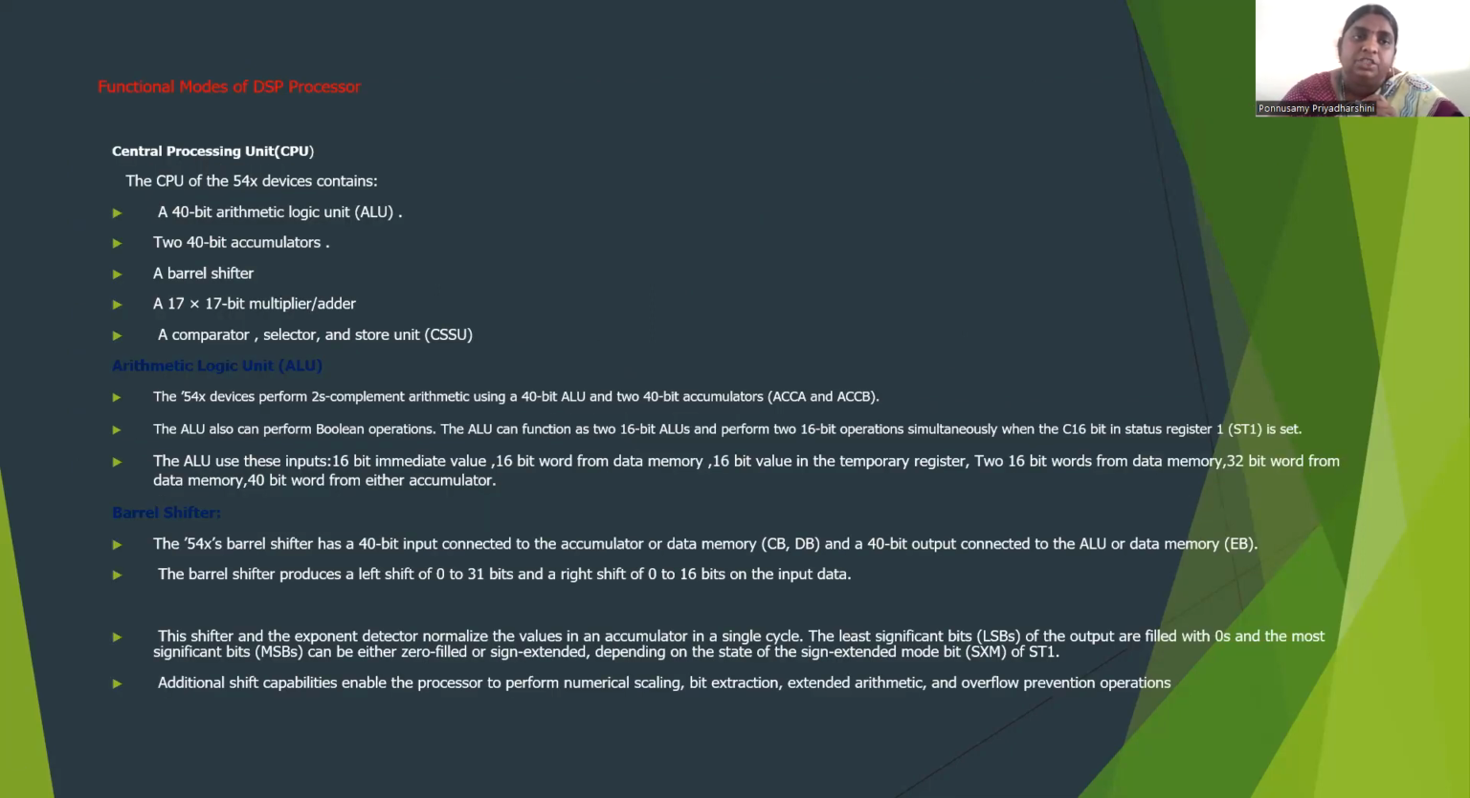The next is the functional modes of the DSP processor. So what are the certain functional modes? The central processing unit contains a 40-bit arithmetic logic unit, two 40-bit accumulators, a barrel shifter, a 17 by 17 bit multiplier, a comparator, a selector, and the storing unit. We know the use of the arithmetic and logic unit. It is of 40-bit capacity.